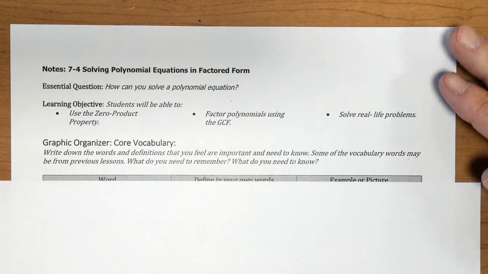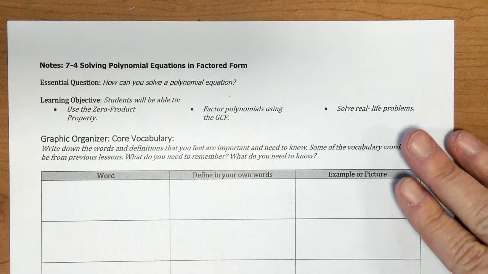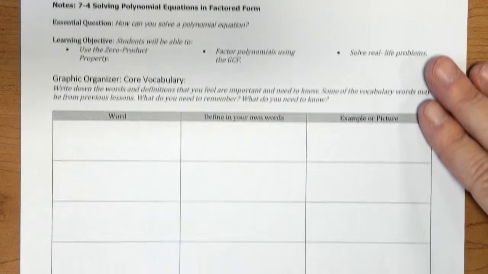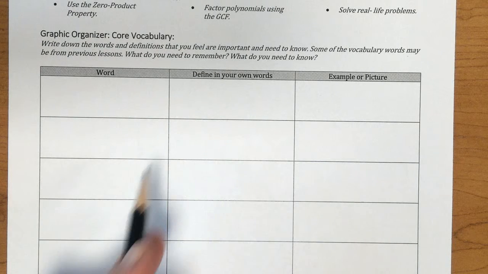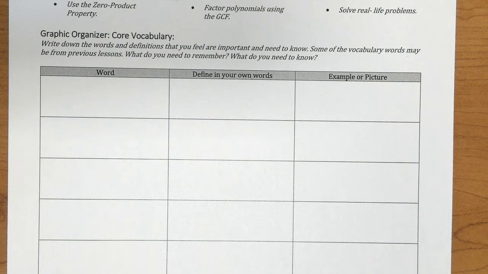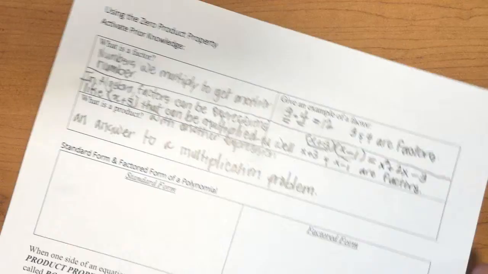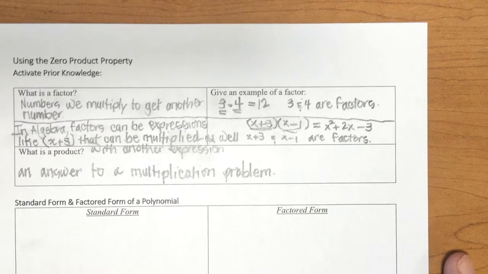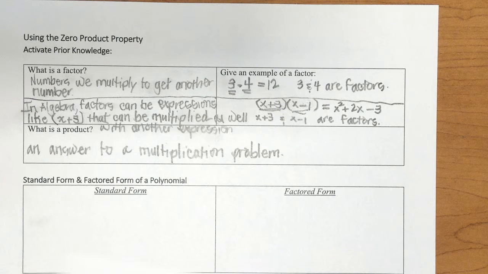So on the first page of this lesson, you're going to see a graphic organizer. This is deliberately left blank in order for you to be able to jot down words as we go through the lesson and define them if you're unsure or unclear. So turning the page over on page number 12, the very first thing that we're going to be learning about is using the zero product property.